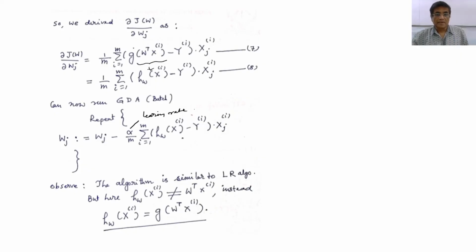Okay. Now, if you just see, this expression is similar to the algorithm for linear regression, isn't it? But as you now know, they are different. Why? Because in the case of linear regression, this predictor was of the form w transpose x_i, but here the predictor is a logistic function of w transpose x_i. Okay, so that's the difference.